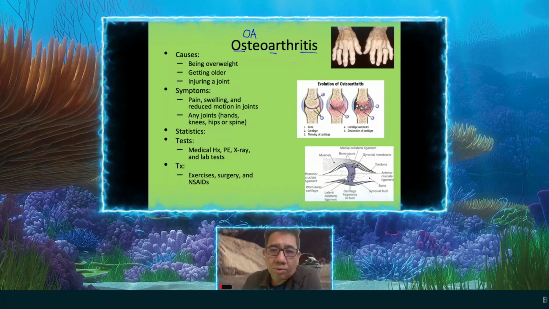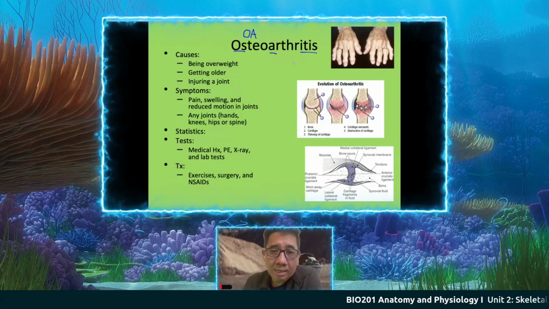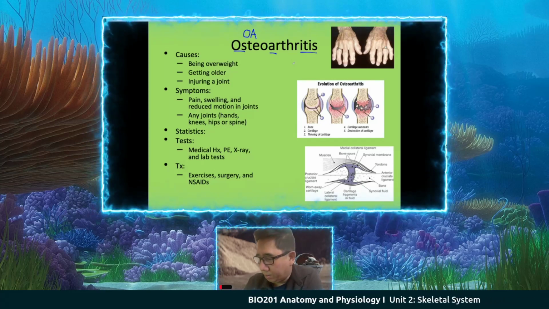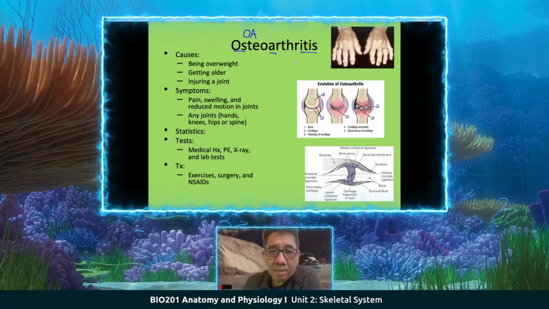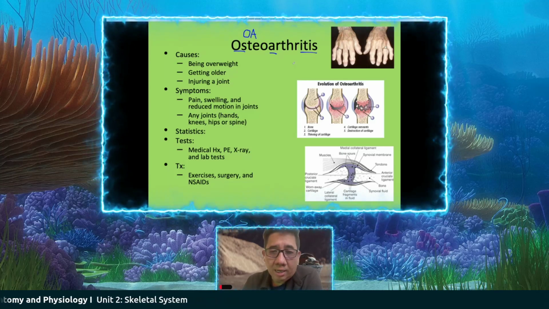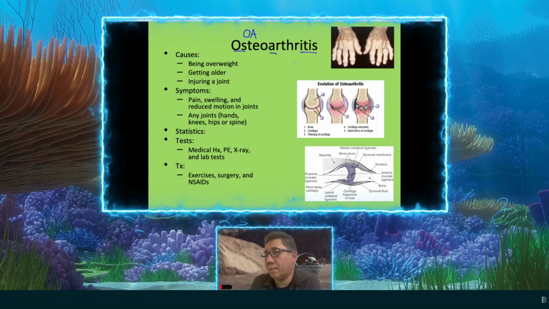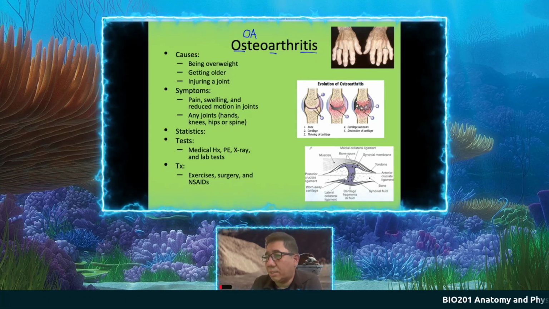Okay. So you're overweight, you're getting older, you have joint pain. This is you. Most people tend to have that. Okay. You have pain, swelling, reducing your motion of your joints. Many people go through these. It could be in your hand, your spine.